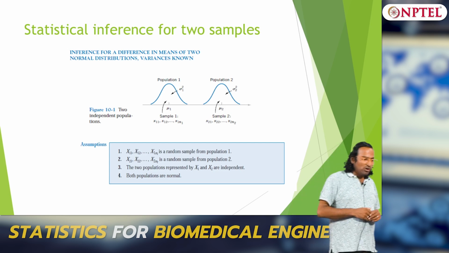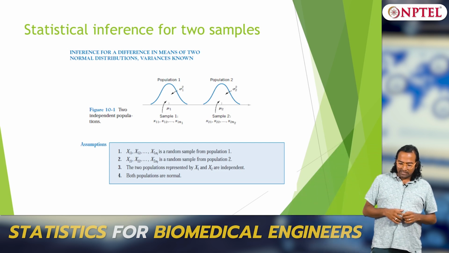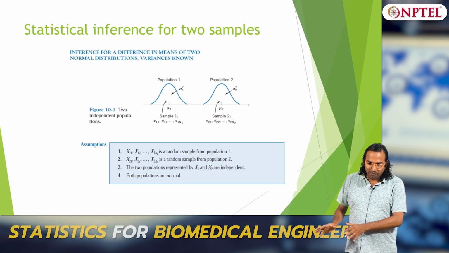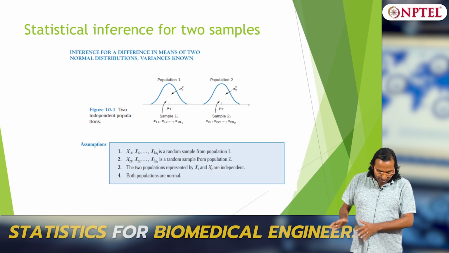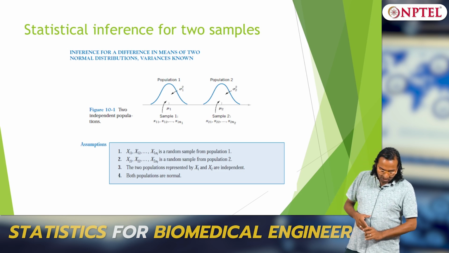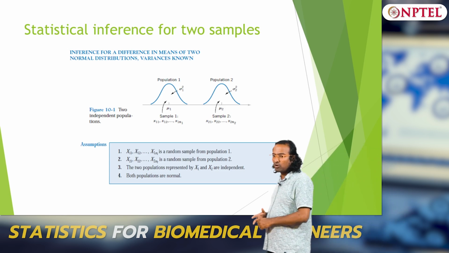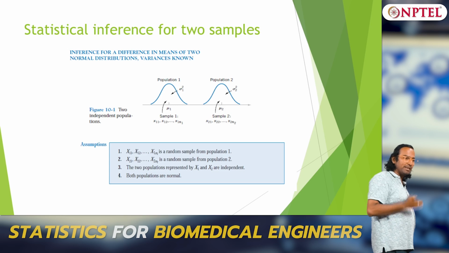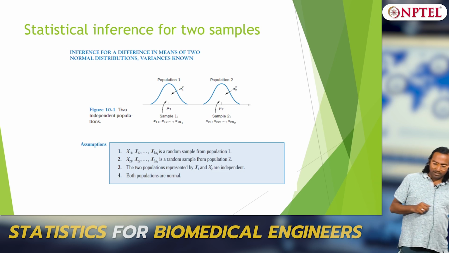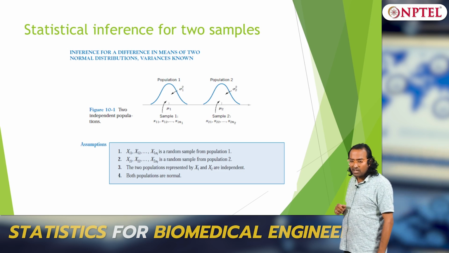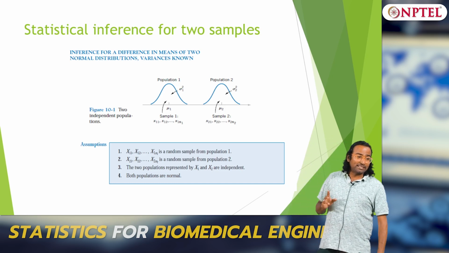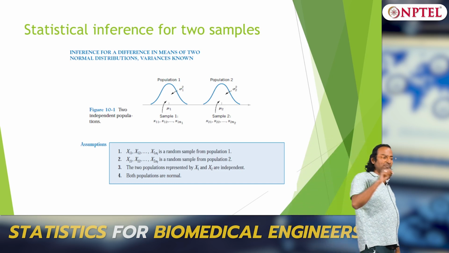So again the assumption is that x1 to xn is a random sample from population 1, and x21 to x2m from population 2, and the two populations represented by x1 and x2 are independent. That means there is no commonality between them, no correlation between them, and both populations are normal. That is a very important assumption.